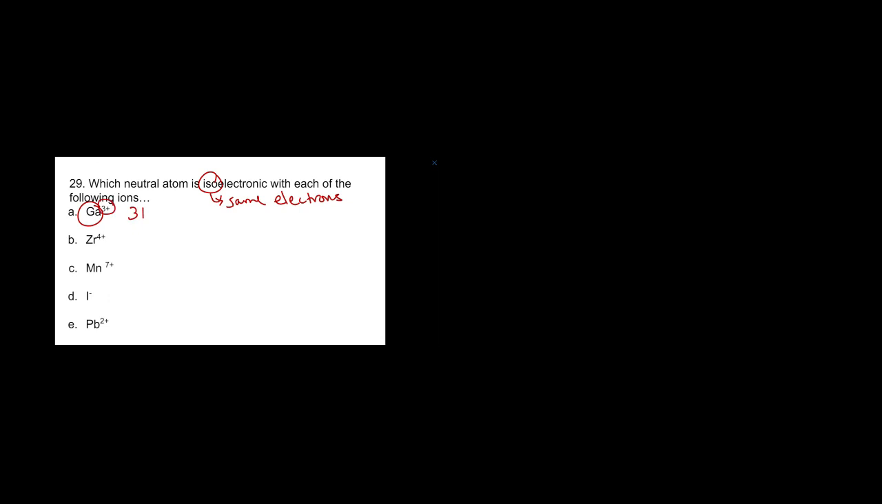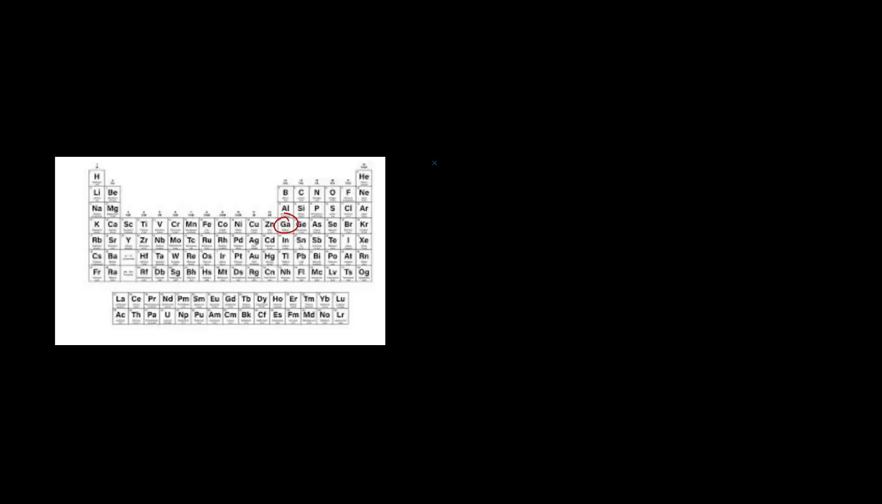Because it's a plus 3, we're going to subtract 3 electrons. That gives it 28. So I'm going to go back to the periodic table and look for element number 28. It's right here. It's nickel. So that means gallium 3 plus is isoelectronic with nickel, because it has the same number of electrons.